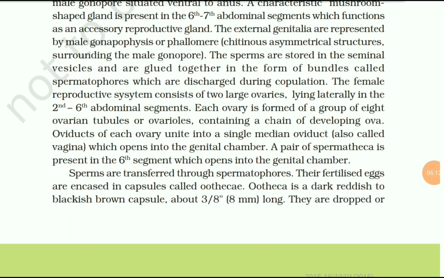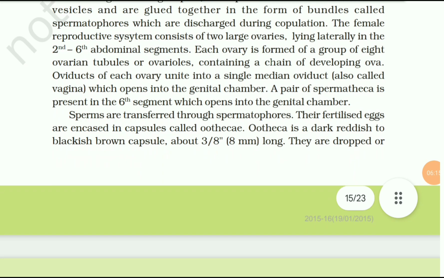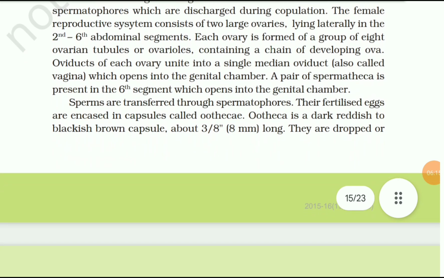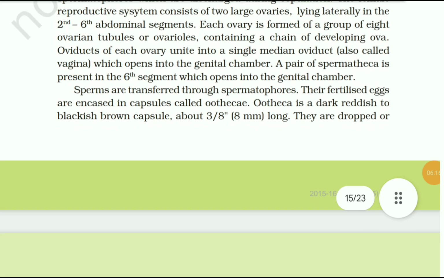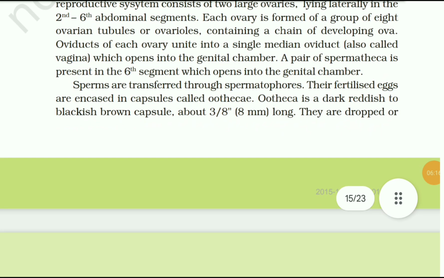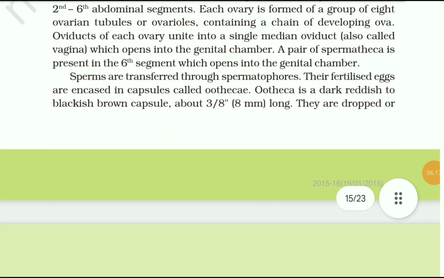The sperms are stored in the seminal vesicle and are glued together in the form of bundles called spermatophores, which are discharged during copulation.